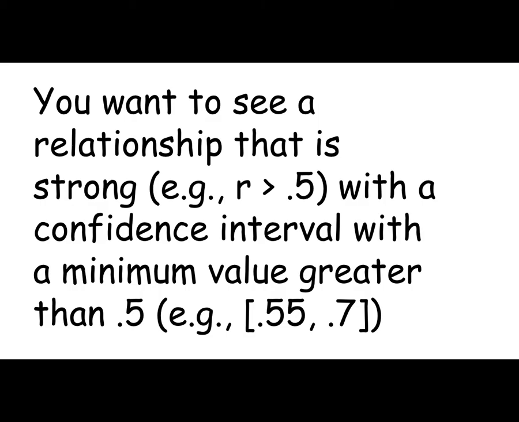When you're using confidence intervals, what you want to see is a correlation coefficient that's strong, so greater than 0.5, and you want to see a confidence interval for that correlation coefficient that has a minimum value greater than 0.5. Now remember, since R can be negative as well as positive, that means you'd like something where a confidence interval where the left side is greater than 0.5 or where the right side is less than negative 0.5.